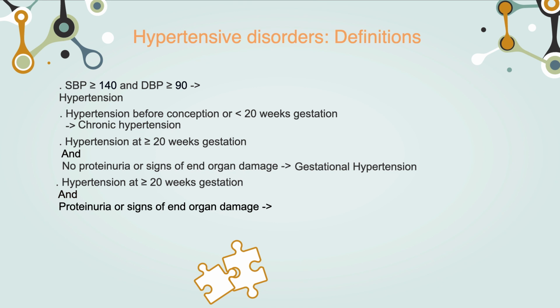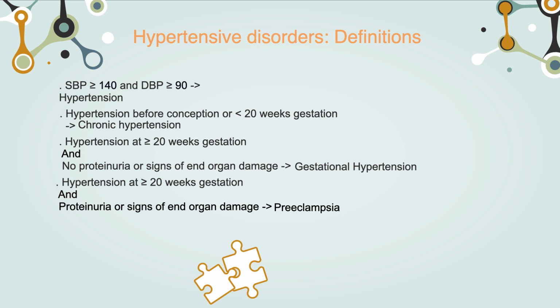What if we get hypertension at greater than or equal to 20 weeks gestation, just like gestational hypertension, but there is either proteinuria or signs of inner organ damage? You just need one of these two. You don't need both. One of them is enough. So if you have hypertension at greater than or equal to 20 weeks gestation and either proteinuria or signs of inner organ damage is present, then that is termed preeclampsia. This is really high yield to know what constitutes preeclampsia.